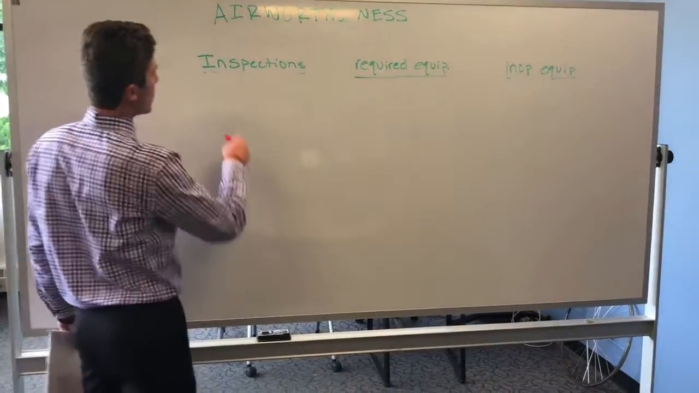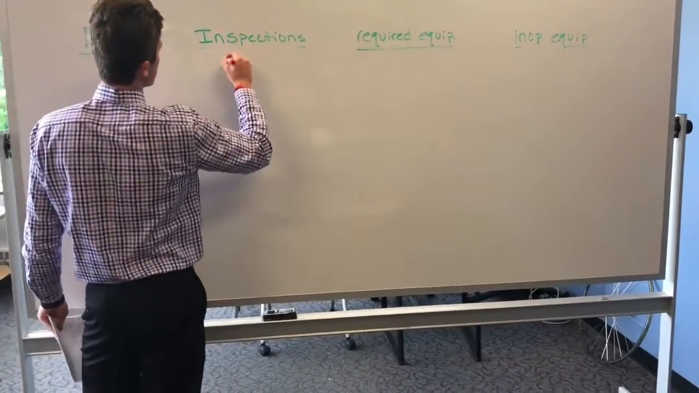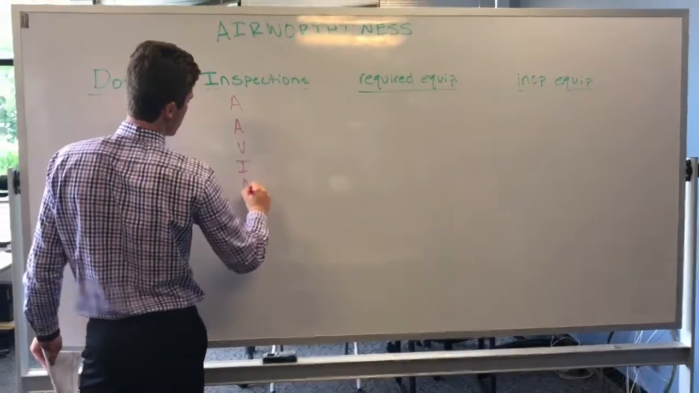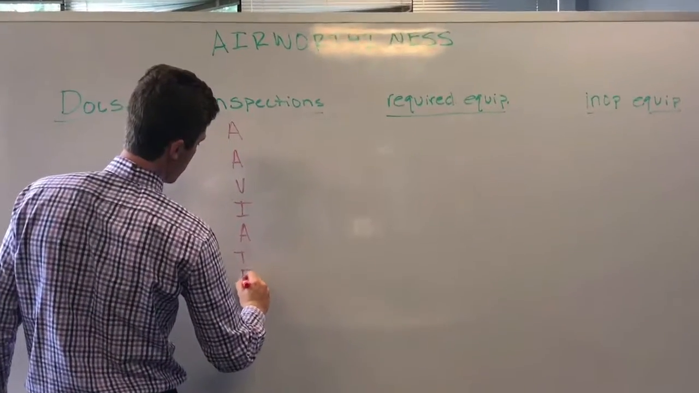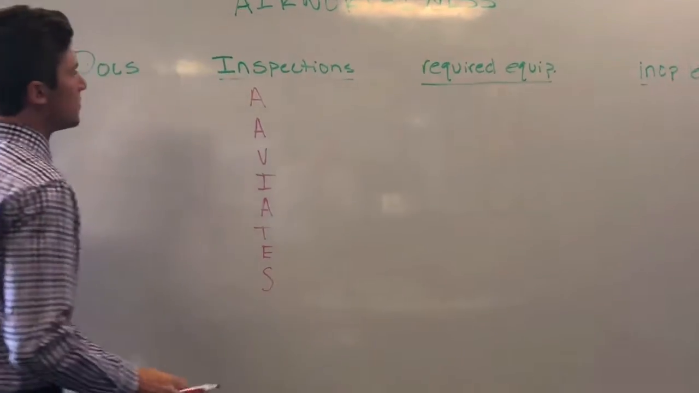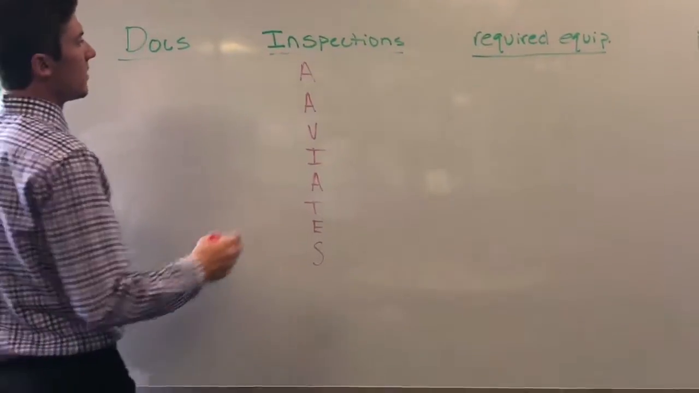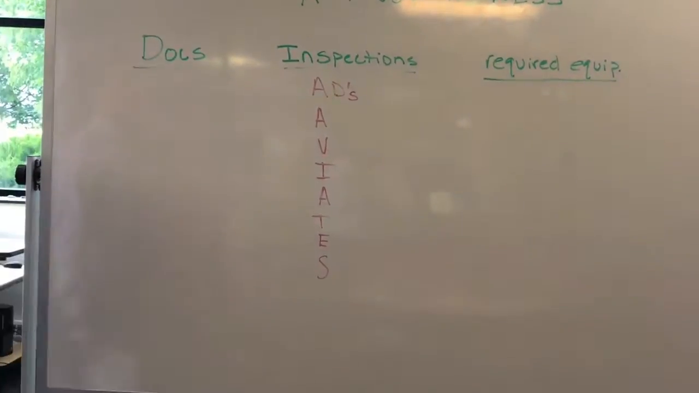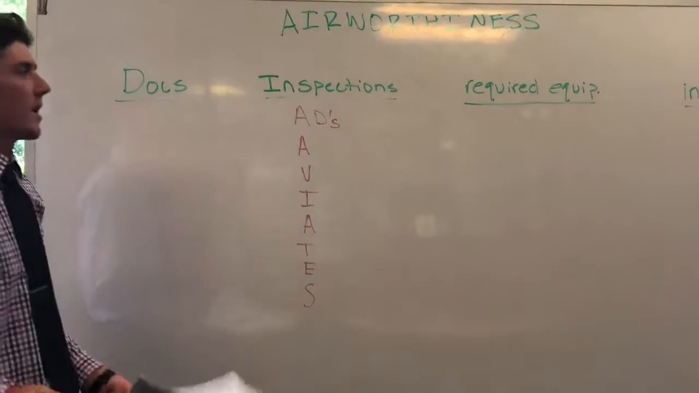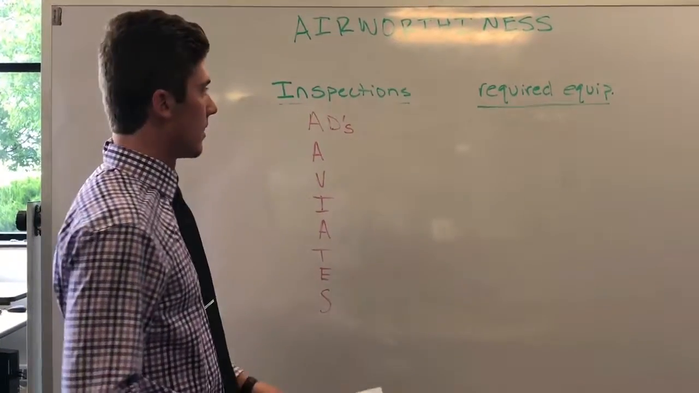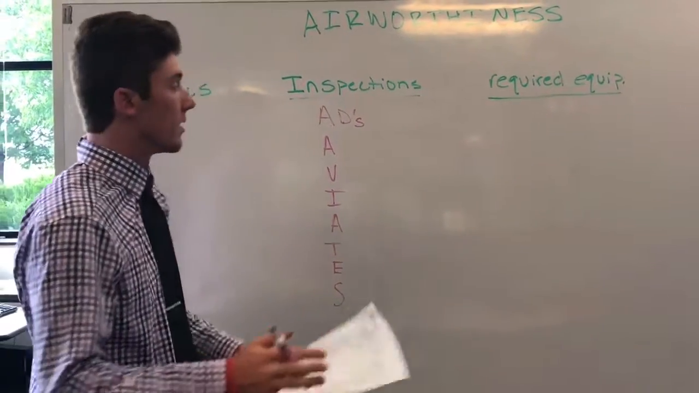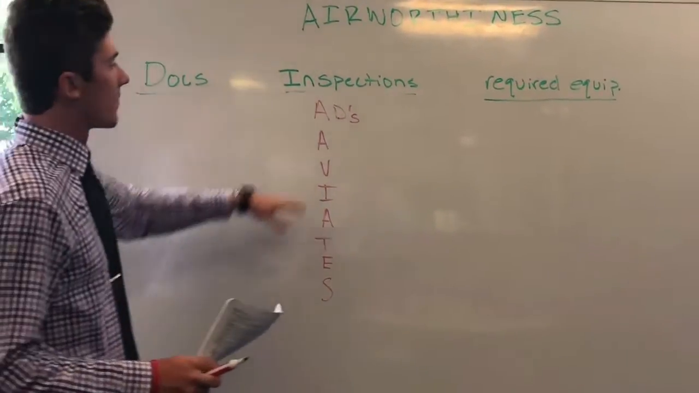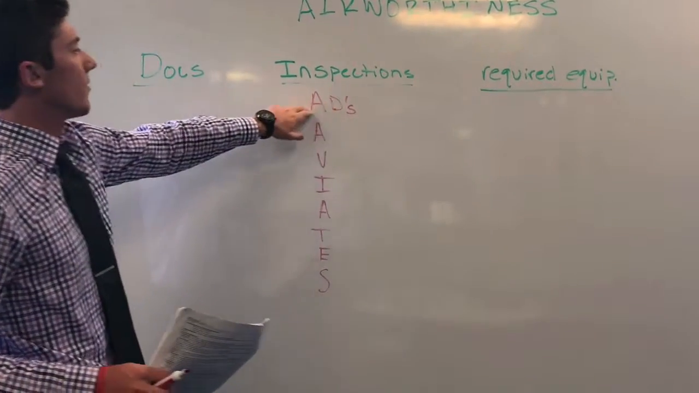All right, so for inspections that must be done on the aircraft, we use the acronym AV8. So our first inspection that must be done, we must comply with our ADs. So ADs are airworthiness directives. There's two different kinds. There's recurring and there's a one-time AD that you must do for the aircraft. These are put out by the FAA for certain aircraft.